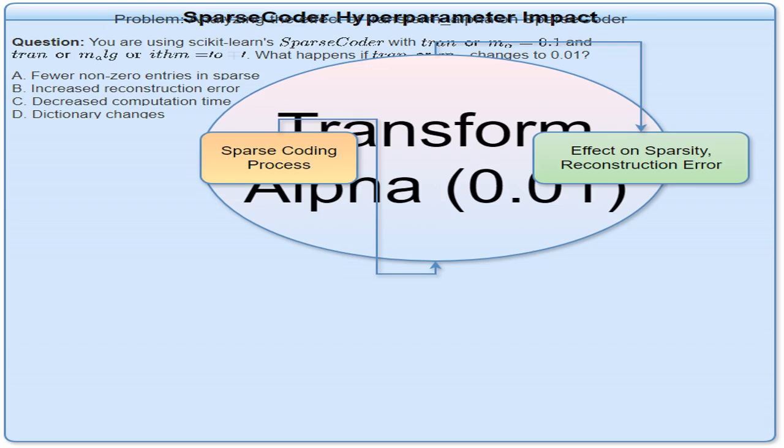Let's dive in. This is where I consider a reduced transform_alpha value, going from 0.1 to 0.01. This is crucial as this change directly impacts the sparsity constraint in the model. A smaller alpha means I'm prioritizing sparsity more.